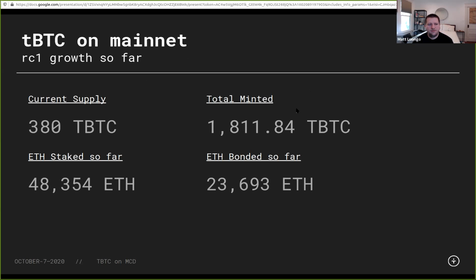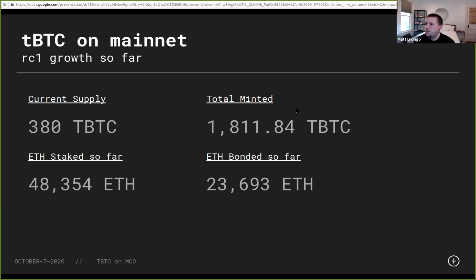So far, we have 380 tBTC that's been minted and kept in existence, but 1,800 that have gone through the system and minted and redeemed. I don't think that velocity is natural. It's being incentivized by the way that we are distributing Keep tokens, which I'll talk a little bit more about in a minute. We've also had pretty significant interest from ETH holders.